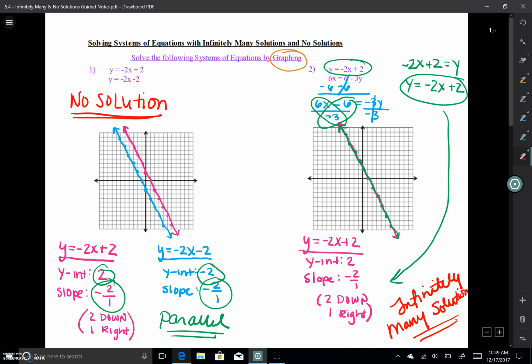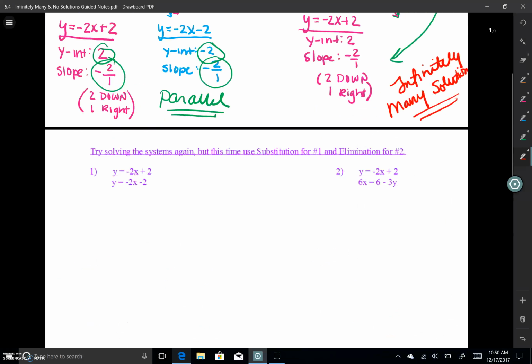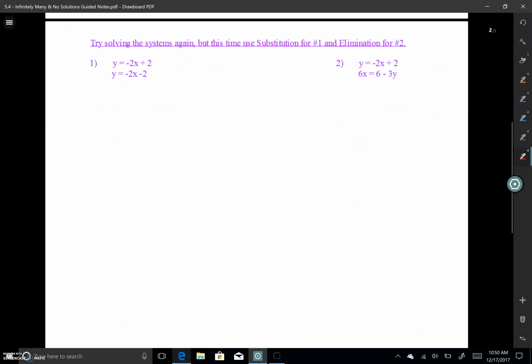Now, when I work with examples like these on a graph, it's nice and easy because I can physically see that either there will be no points of intersection or there will be infinitely many points of intersection. But if I try to move on to substitution and elimination, I'm not going to get that visual image on the graph. So I have to know what happens algebraically when I start to work through these problems. And that's exactly what this next page is here.